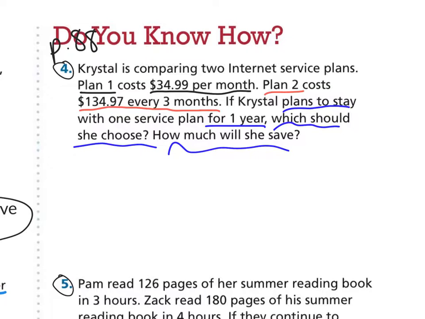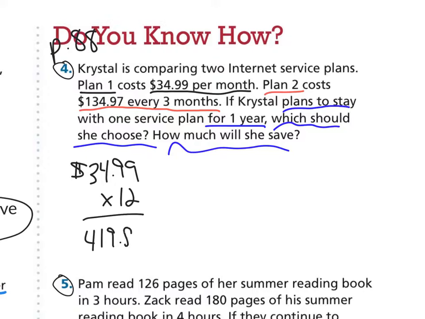So for plan 1, it's $34.99 a month, and if we're going for 12 months, we can do $34.99 times 12. Again, show your work, then you guys can use a calculator to work this out. So $419.88. This is for plan 1. That's for 1 year, what our costs would be.